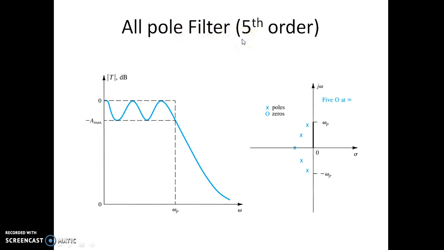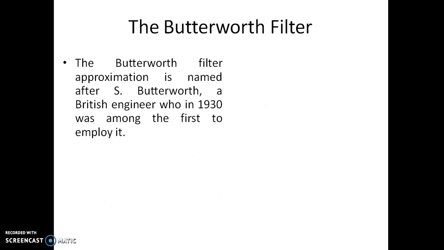In the coming video, we shall see a few more examples of low pass filters having 2 zeros, 1 zero, or different combinations. So let us see what is this Butterworth filter.